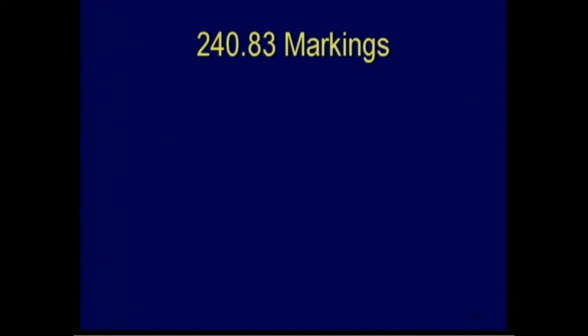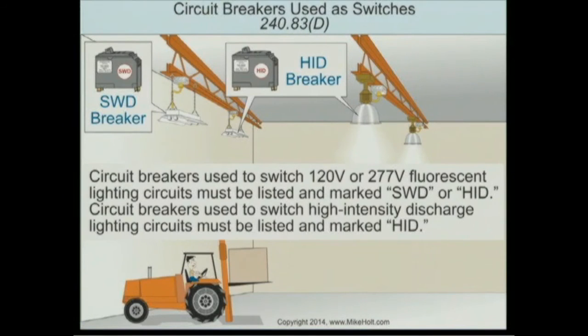Let's go to 240.83, markings. Circuit breakers used as switches. Now, this is only if you're going to use the circuit breaker to actually turn the lights on and off on a regular basis. Circuit breakers used to switch 120 or 277 fluorescent lighting must be marked SWD, which is switching duty, or HID, high-intensity discharge. Circuit breakers used to switch high-intensity discharge must be listed and marked HID.